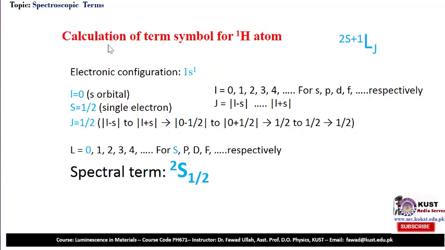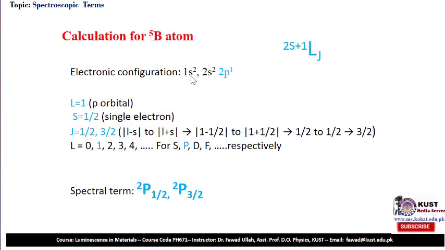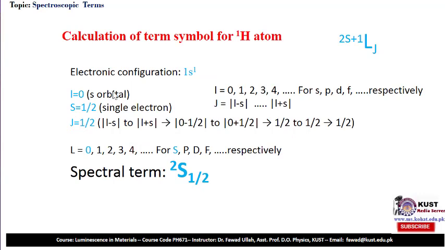So let us calculate the term symbol for hydrogen atom. In order to find the term symbol for hydrogen atom, we already know that it has got only one electron. So first of all, we have to find its electronic configuration, that is 1s1. Now, for 1s1, we have s orbital. The single electron in the hydrogen atom is lying in s orbital, so that corresponds to L equal to 0.